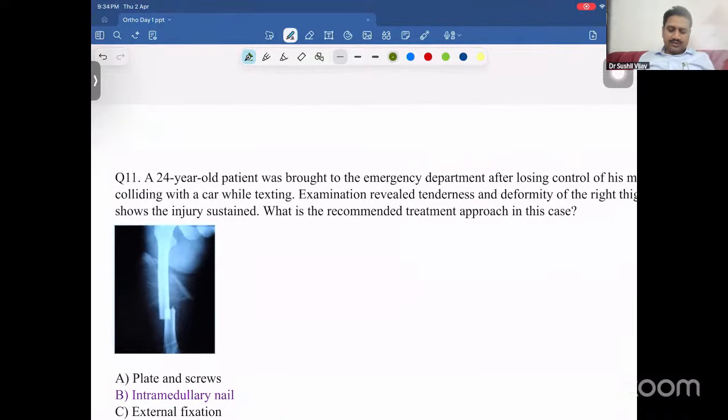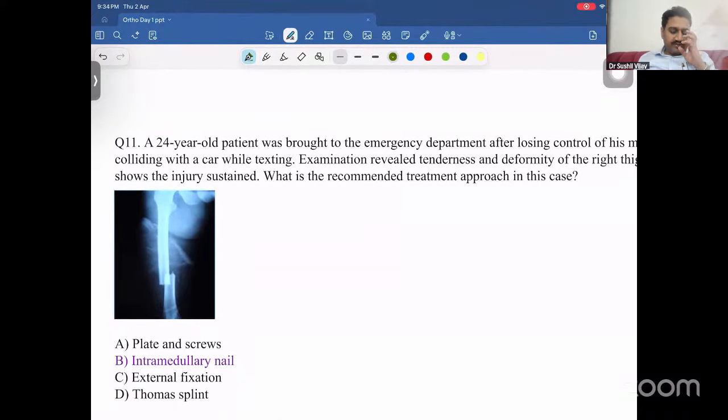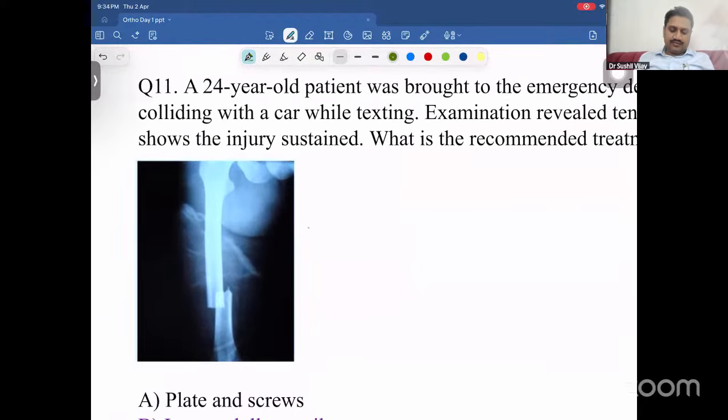What is the recommended approach in this case? 24-year-old patient was brought to emergency. Examination has got some deformity, and this is a fracture of the shaft of femur, right? Tell me the implant of choice for this.